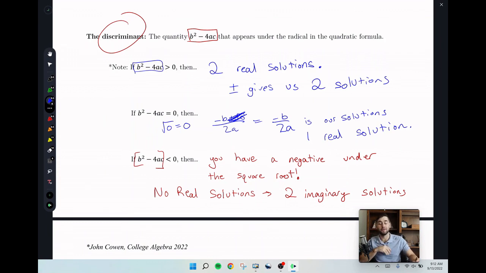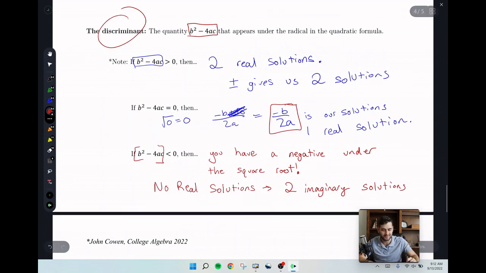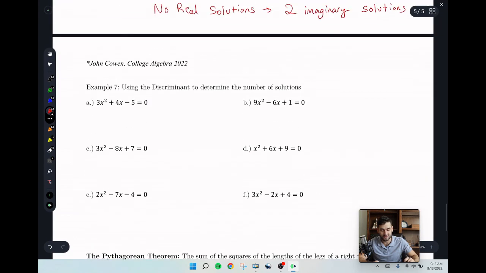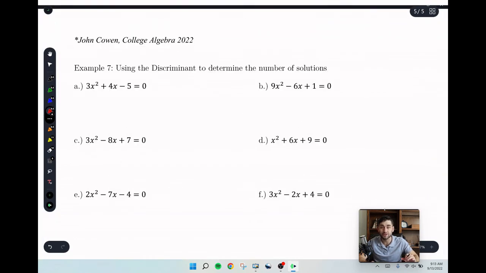And maybe you recognize this formula as the formula of something really special later on in class, when we start graphing parabolas, graphing quadratics. It's the x value of a special point on the parabola. Okay, so here's just some examples saying use the discriminant to determine the number of solutions.